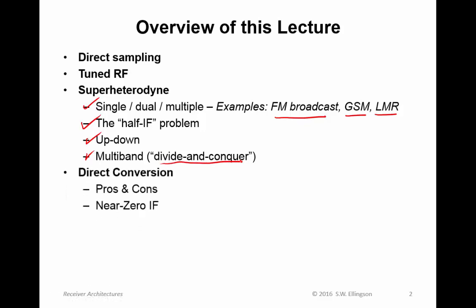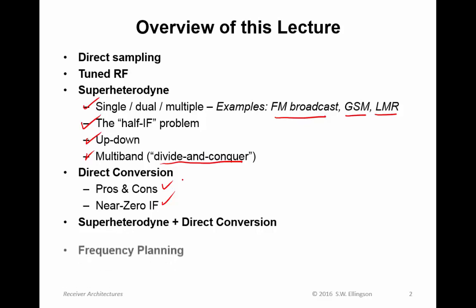Then we'll discuss direct conversion architecture, the pros and cons, and a variant known as near zero IF architecture. Then we'll talk about superheterodyne architecture combined with direct conversion architecture, which, as I'll explain, accounts for perhaps most of the receivers that are appearing in designs today. And then a few words on frequency planning, how we select frequencies.